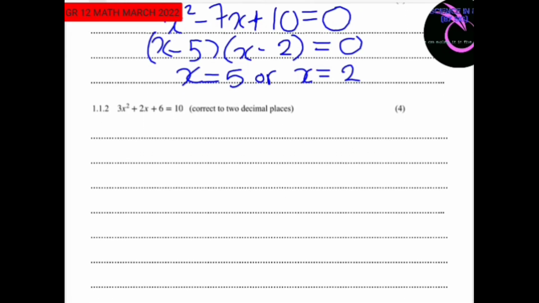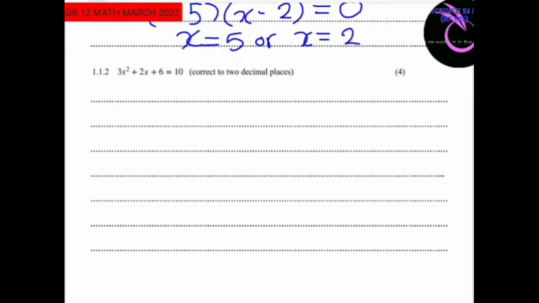All right, let's move on. Now the next question, we're told to solve correct to 2 decimal places. What this usually tells you is you are supposed to use the quadratic formula. So 3x squared plus 2x plus 6 equals 10. The equation is not in standard form. Let's bring it into standard form by subtracting 10 from both sides. What's 6 minus 10? It's minus 4. And then all of that is now equal to 0.